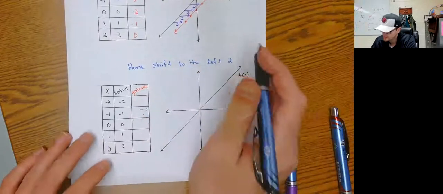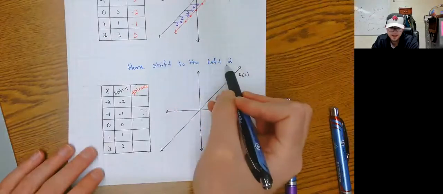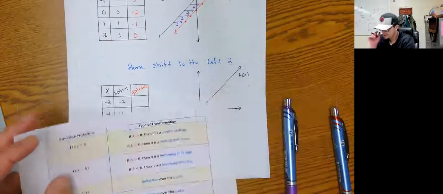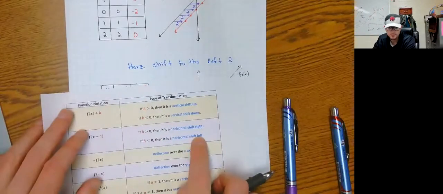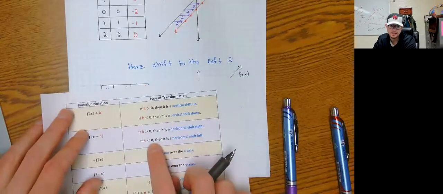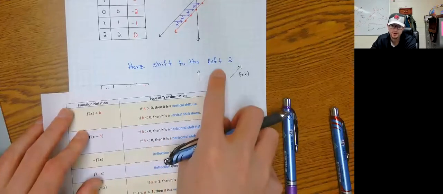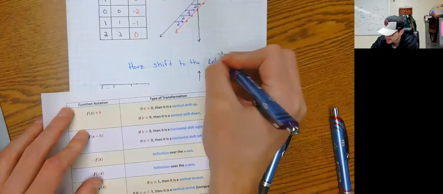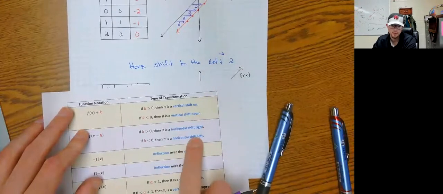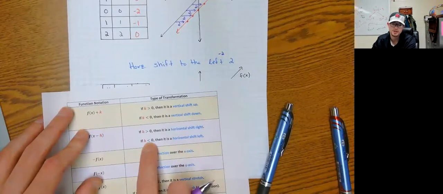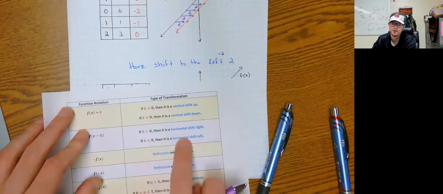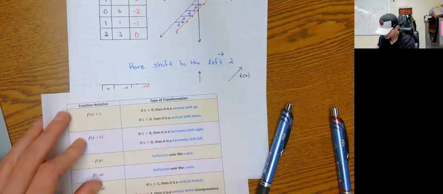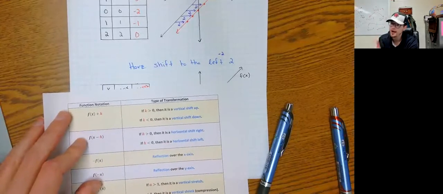So we're going to do our math again over here. Horizontal shift left 2 is going to mean left 2. When we go left, that means that h is less than 0. So if we're going left 2, that actually means that this is going to be a -2, because left means less than 0. If h is less than 0, then it is a horizontal shift left. So left means negative. That means we're going to subtract a negative.